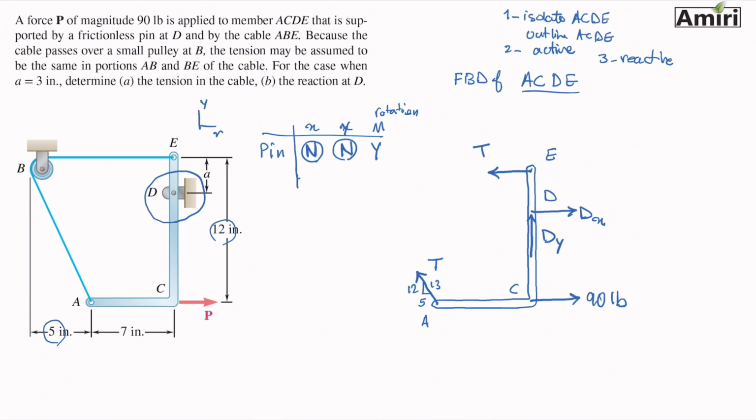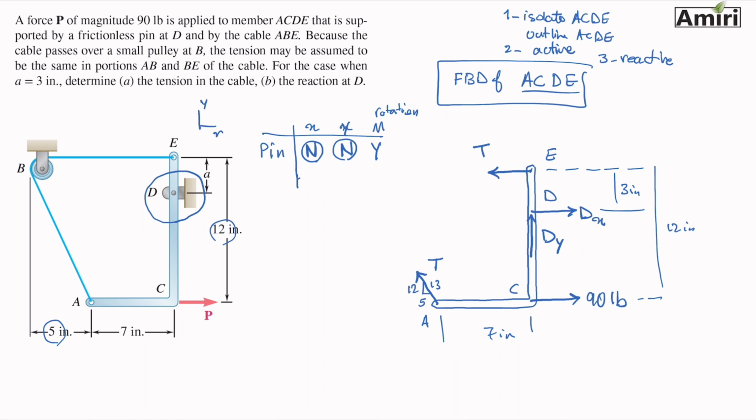We can add the lengths a little bit if you want to. This whole thing is 12 inches. This portion of it is 3 inches. This length here is given to be 7 inches. So step 1, which was drawing the free body diagram, is done. Now we have to move on to the equations of equilibrium and solve for the 3 unknowns that we have. We have T, and we have Dx and Dy. So 3 unknowns that we have to solve for.